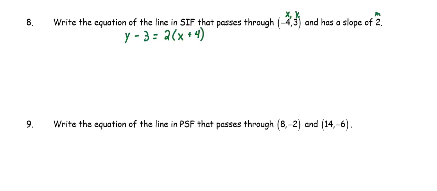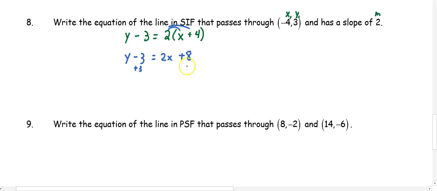Then to move to slope-intercept, there's 2 steps. First, we distribute. So y minus 3 equals 2x plus 8. And then we add 3 to both sides. y equals 2x plus 11.